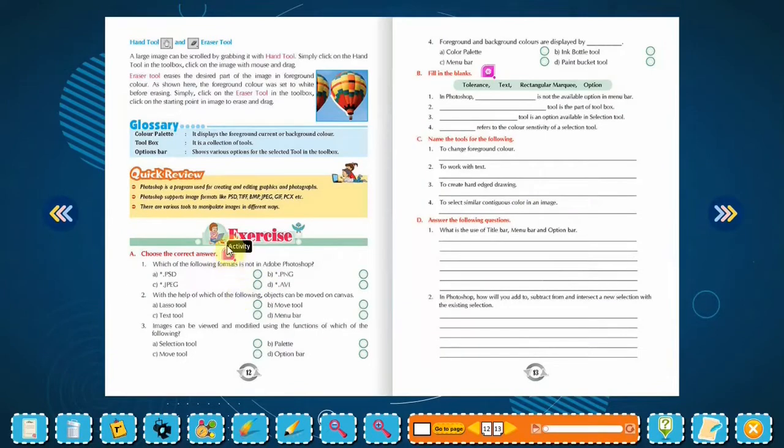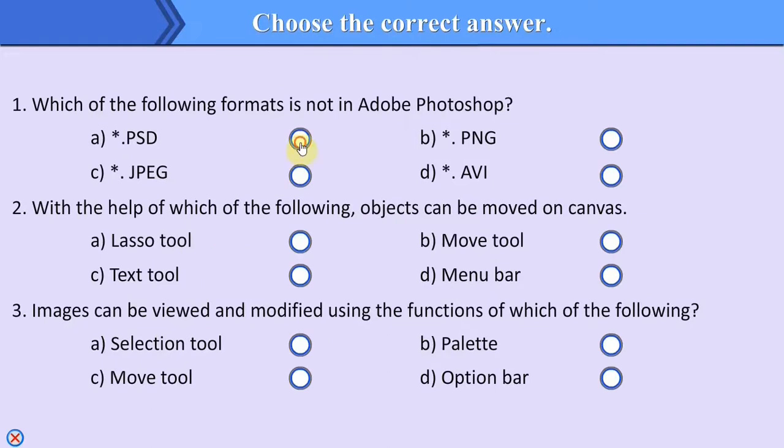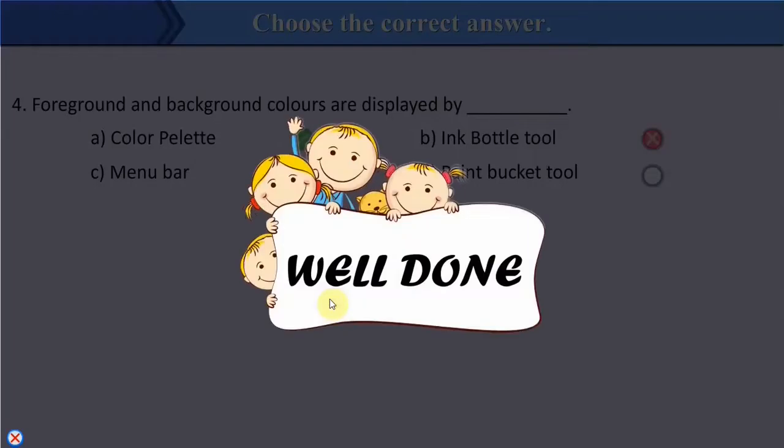Similarly, the exercises, you click here and the interactive exercise will come up on the screen. Choose the correct answer. You can interact with the exercise like this. Wrong answer. Right answer. Well done.